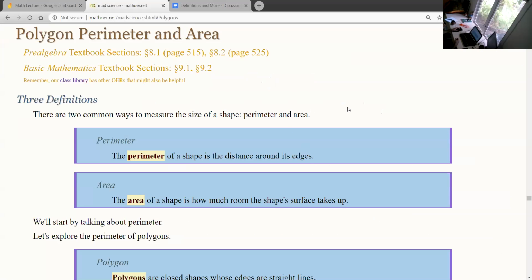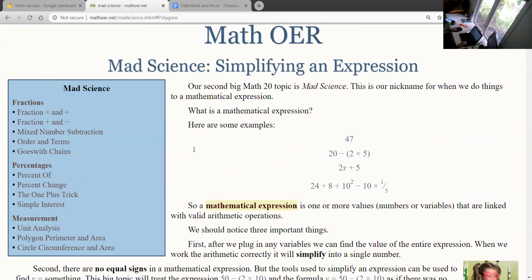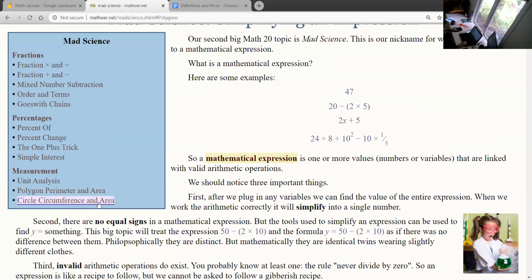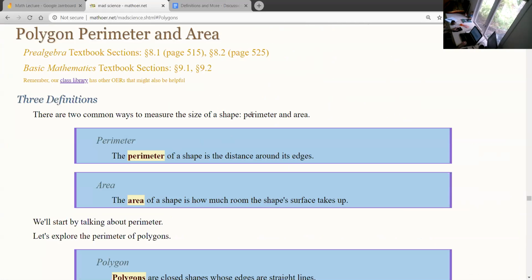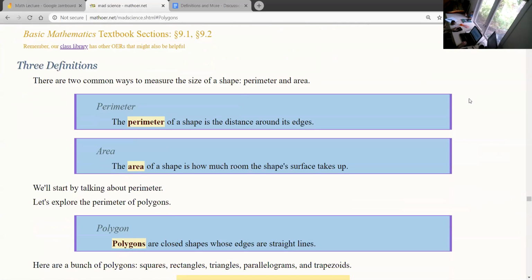Recording? It is. So welcome to week 6 of Math 20. We're doing mad science, measurement, and then polygons and circles, the last parts of mad science. So we start with definitions because whenever we have a new topic, we need definitions.